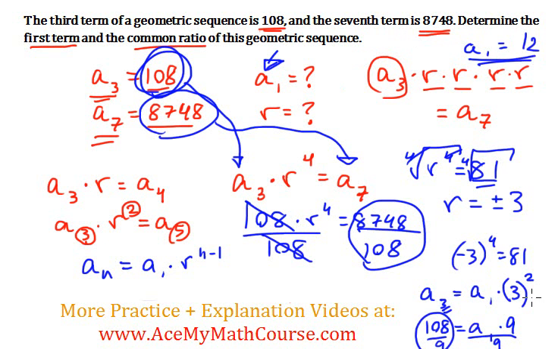Great. Now, what if we use negative 3 for r, for the common ratio? Well, we would have negative 3 here. That would still be positive 9, so a1 wouldn't change. So it works out that the first term is 12, regardless of what the common ratio is. But the common ratio, of course, could be positive or negative 3.